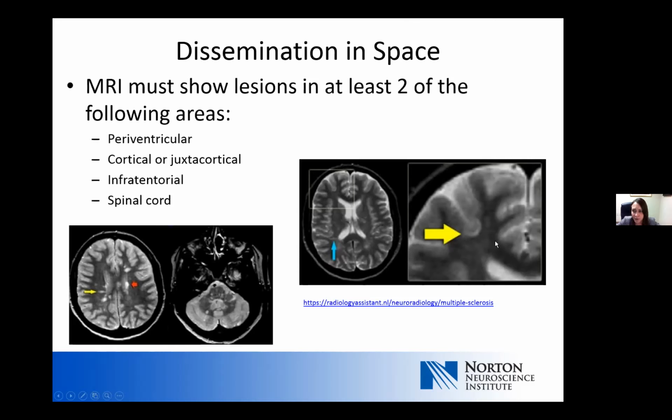And that's really important because oftentimes patients have some ischemic findings in their brain, some evidence of chronic small vessel ischemia, or they have a history of migraine and they can have some white matter lesions. And one of my main jobs is to look at the MRIs and decide whether it looks like multiple sclerosis or not.